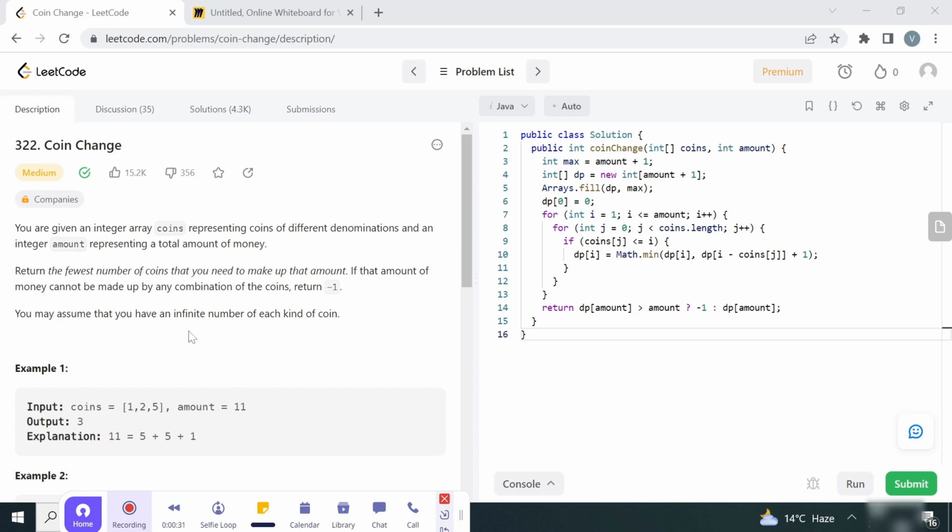So the aim of the problem is the same, that we have to find the fewest number of coins that will make up that amount.